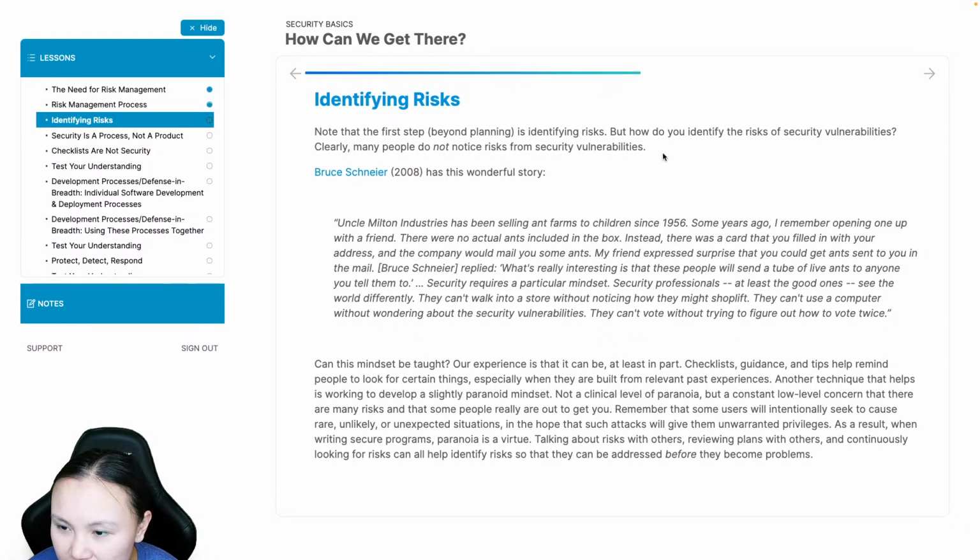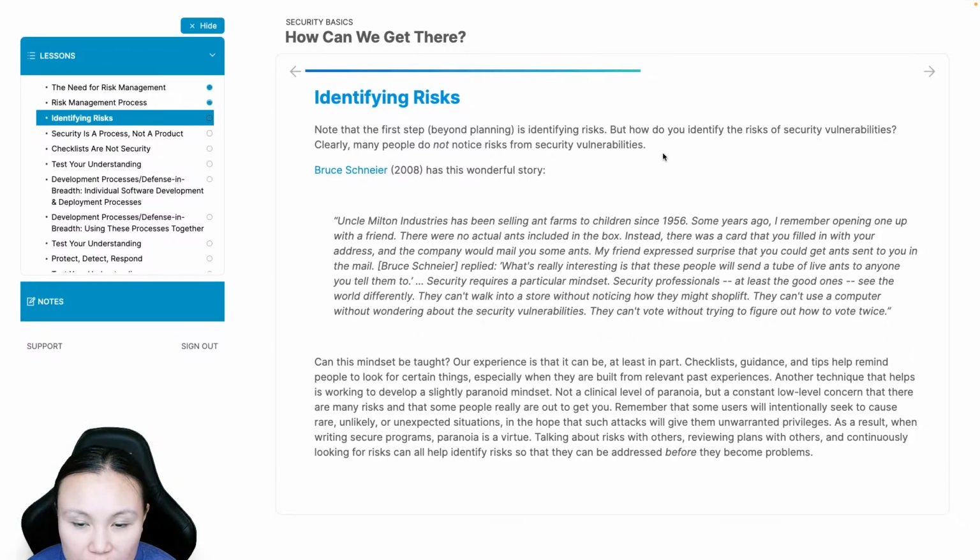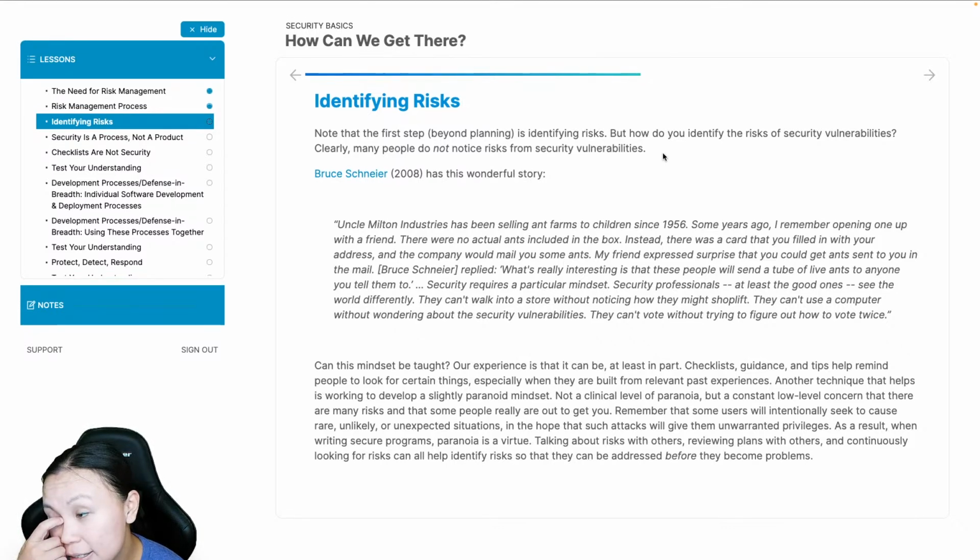Checklist guidance tips help remind people to look for certain things. So it's always good to have a checklist when doing things. Your experience of what to look for can be passed on to other people as well. So having a checklist in projects is always a good thing.